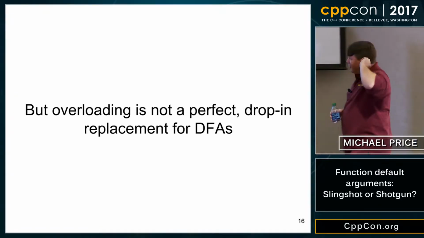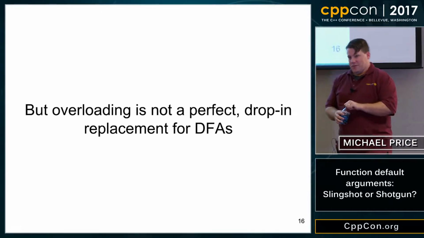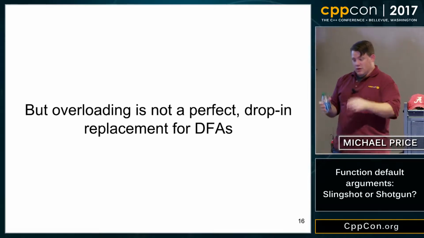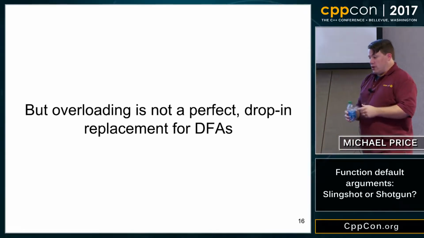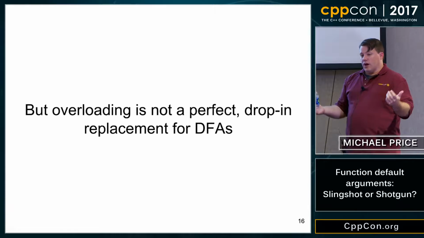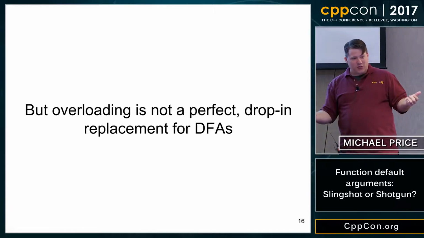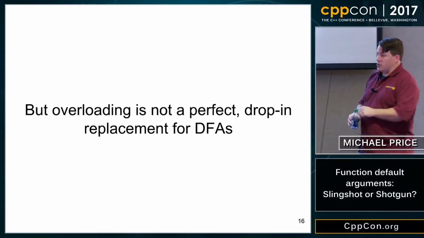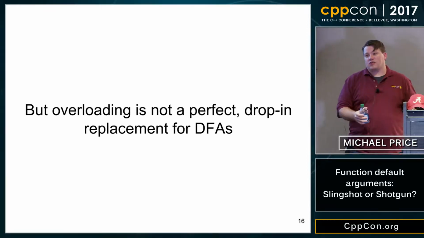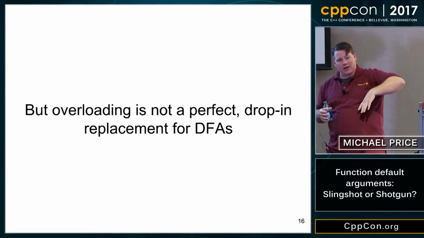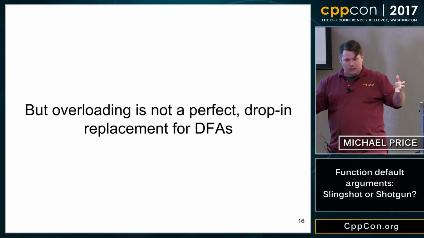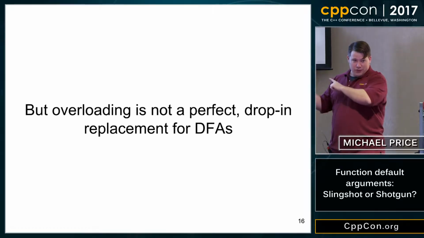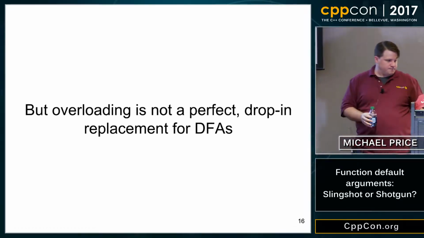But it turns out that that's not exactly true. They are not perfectly equivalent things. For one, you've got multiple functions, which means multiple symbols in your symbol table, right? Whereas with the default argument form, there's only one symbol. That could affect things like if you're in an extern C block, which says you can't do overloading there. So if you're in that, you can't do this. You have to, and you want this, you have to use the defaults.